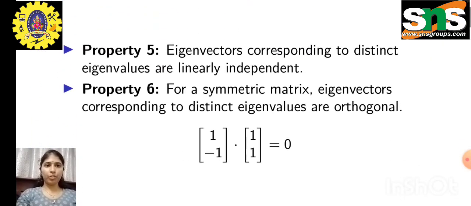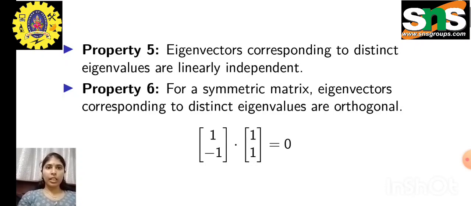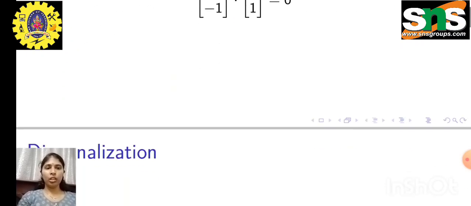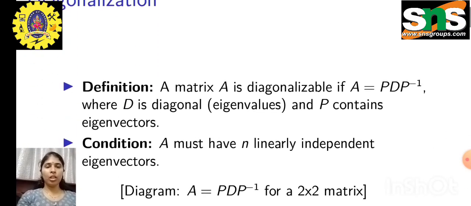Next is property 5. Eigenvectors corresponding to distinct eigenvalues are linearly independent. Next is property 6. For a symmetric matrix, eigenvectors corresponding to distinct eigenvalues are orthogonal. For example, a symmetric matrix means when we transpose it, we get the same matrix. So if we have [1, 1; minus 1, 1], then in turn we will get the orthogonal eigenvectors.